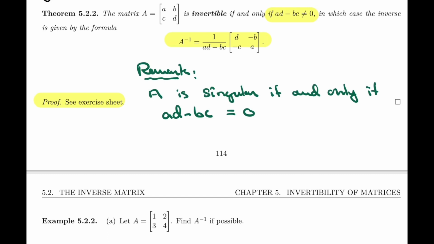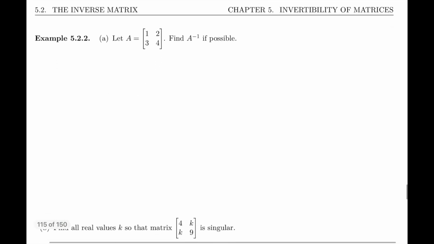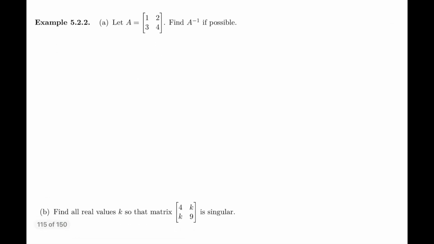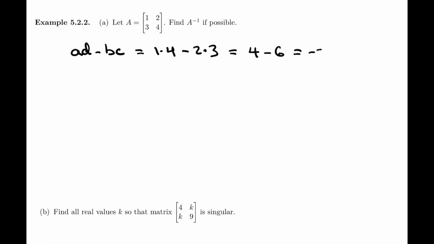So let's see a little example of this formula. Let's scroll down to example 5.2.2. The first question is simply: find A inverse if possible. If possible means that we're going to check first, remember that AD minus BC, so 1 times 4 minus 2 times 3, we're going to check that this is not 0. So 4 minus 6, negative 2, and of course that is not 0, and therefore A is invertible.